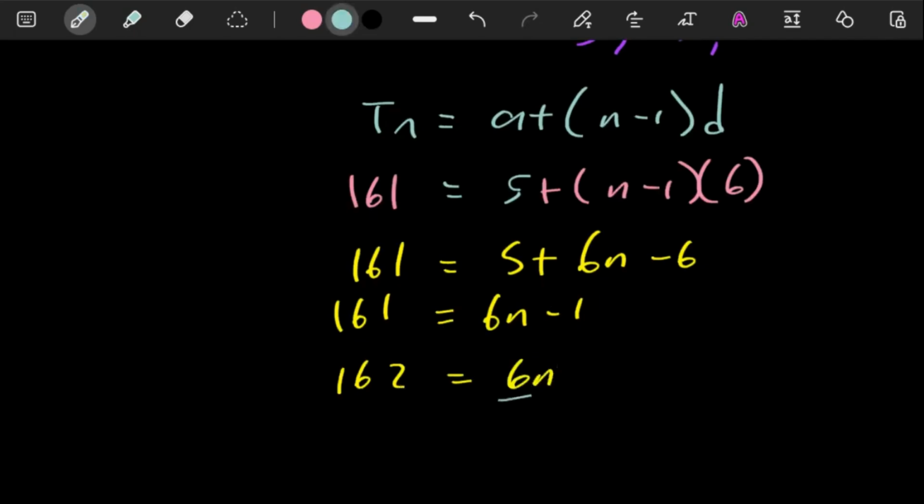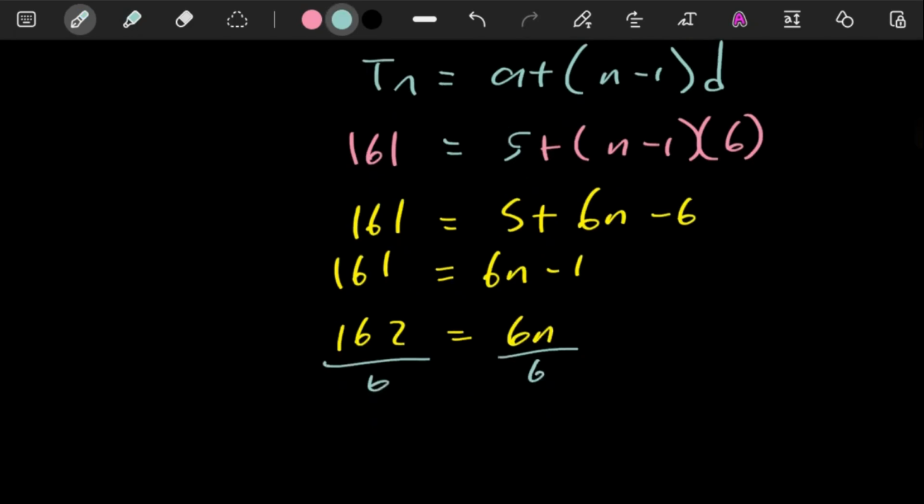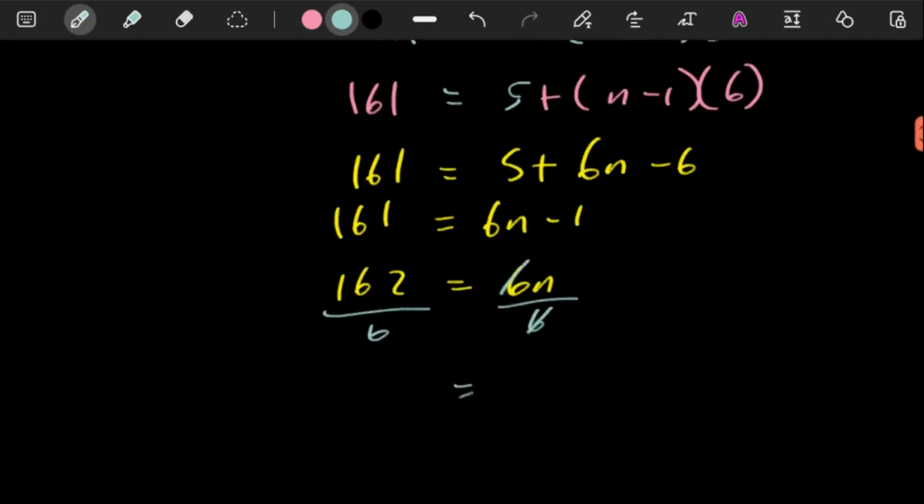If you divide everything by 6, right, you're going to have what? n is going to be 162 divided by 6. 162 divided by 6 is going to be 27.